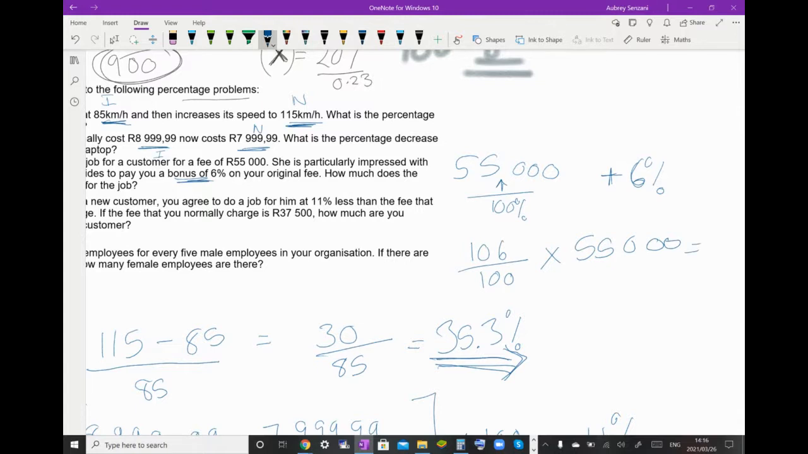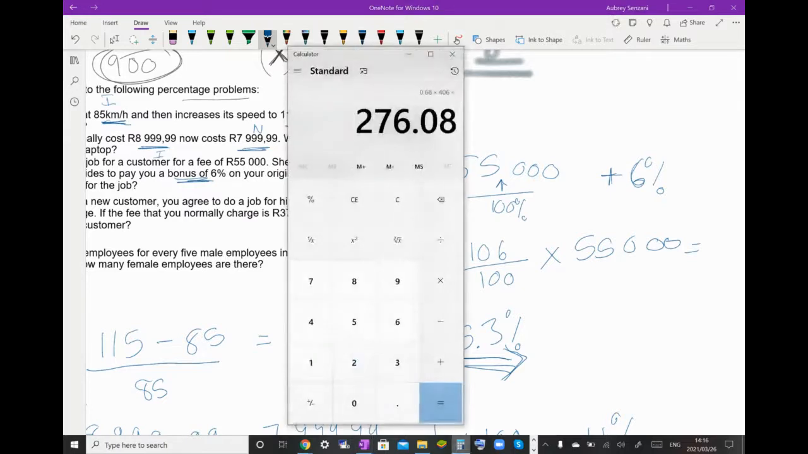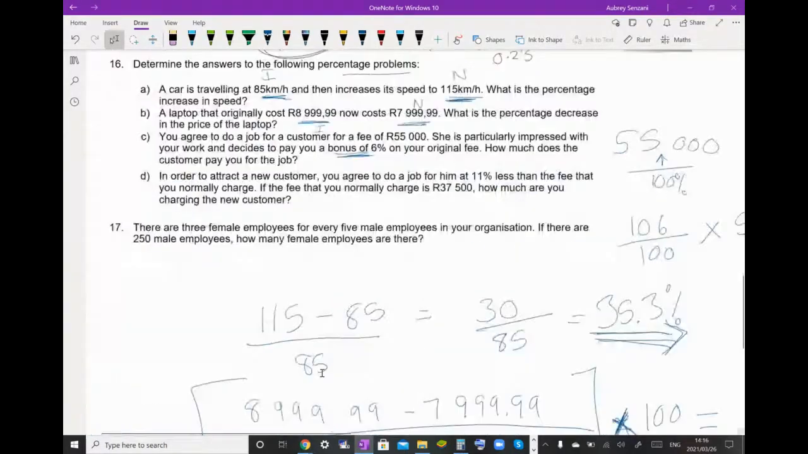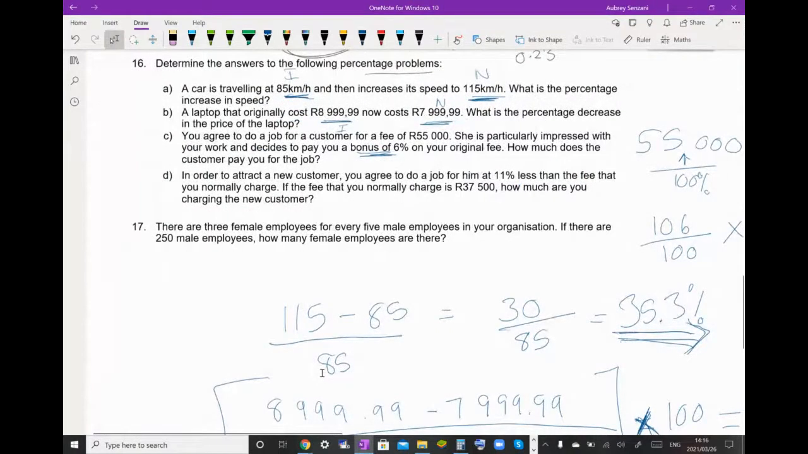Let me punch that on the screen so you guys can see as well. 106 divided by 100, times 55. Aha, so Tony, thank you very much. You are 100% right. 58,300. There you go. 58,300.